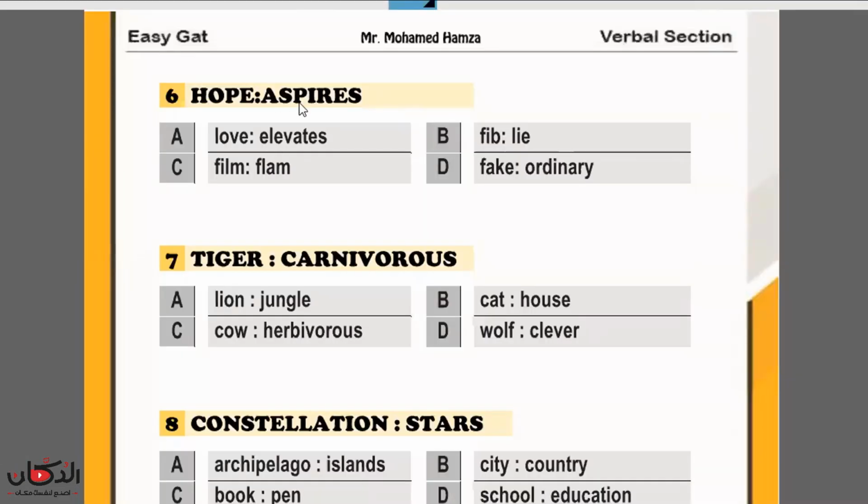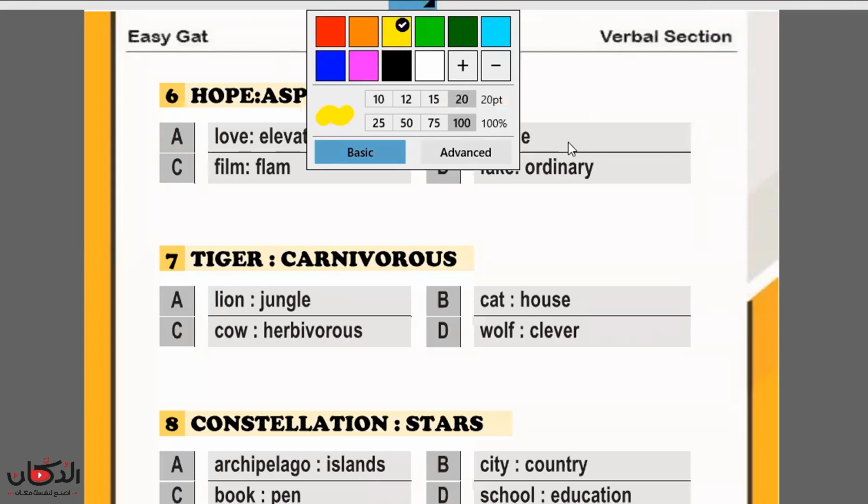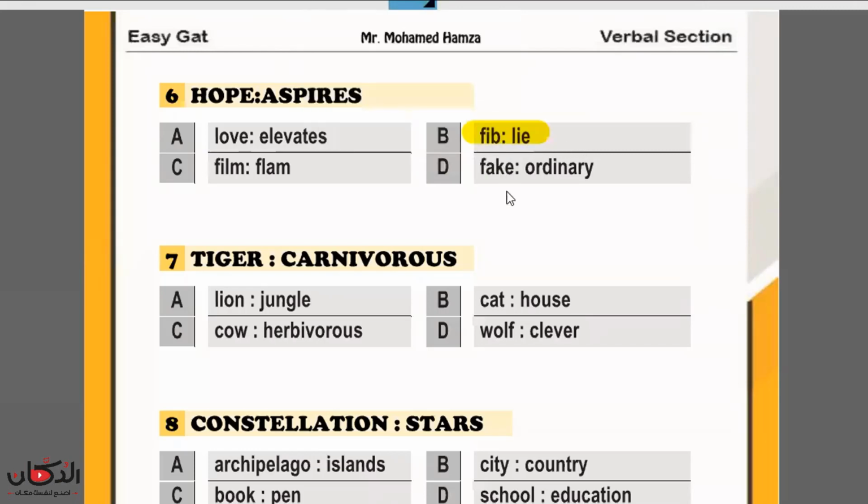Okay, hope and aspires. It's B. I think it's B. Yeah, it's really B. I'm not in the group, not this group, an older group.